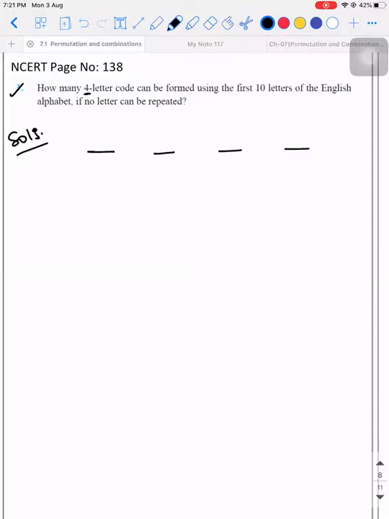Generally a word you start from the left only. So this blank space has how many possible ways? 10 ways. You can put any of the first 10 letters. If out of the 10 letters you have used one letter, since repetition is not allowed, in this one how many ways can I fill? 9, 8, and 7. So what is the answer?